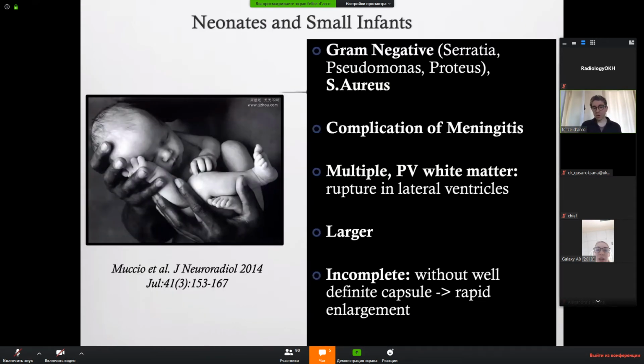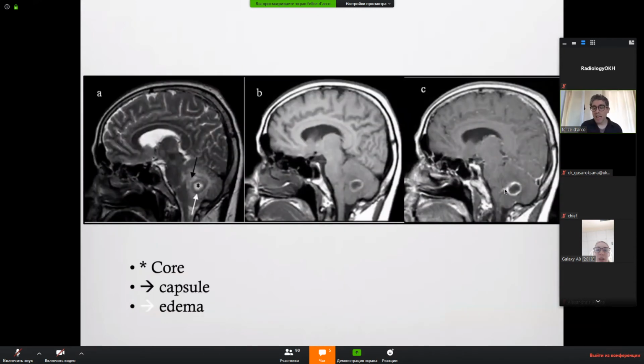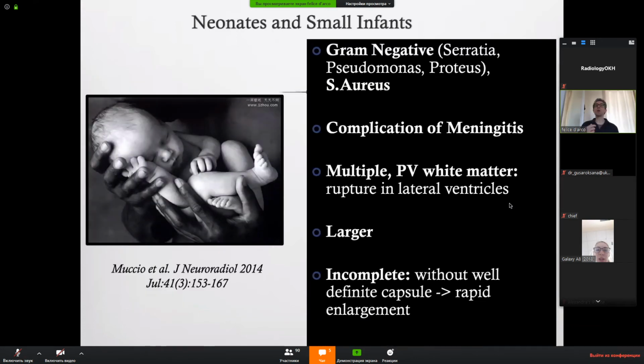But in neonates, something a bit different happens, because first of all, the infection is slightly different. We have gram negative organisms. They can be a complication of meningitis. We have multiple periventricular white matter abnormalities that can rupture into the ventricle. They are larger and they are incomplete, because the capsule that I showed you before cannot really be completed easily in a neonate that has an immune system which is not well developed.